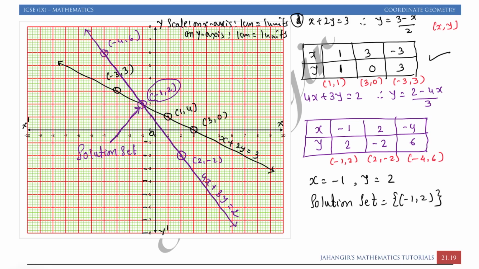It's very simple. You just have to follow the rules. Make y the subject of the formula. You can take any 3 values of x, put them in the equation, and you will get the corresponding y value. Then make a table to represent those 3 values. Then plot these 3 values on the graph and join them to get a straight line. These rules you have to follow for each equation. You will get a point of intersection where the 2 lines meet each other.